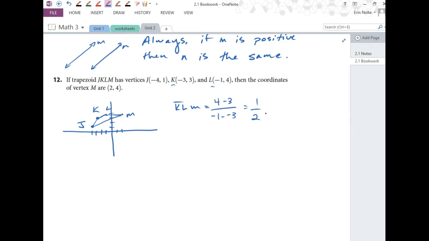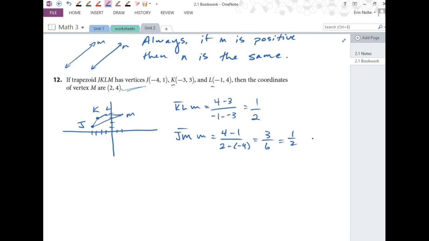Good? Okay, and then JM slope. So J to M, so now we're looking at these two. So it'd be 4 minus 1, and then 2 minus -4. So 3/6, which is 1/2. So are those parallel? Yes. Okay, so that is absolutely true.